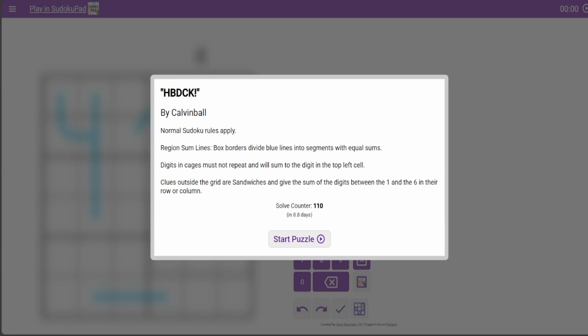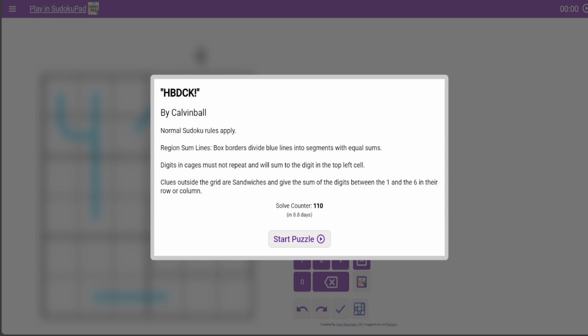Hello, let's do a Sudoku puzzle. This one is one of the puzzles created for ChattyKathy for her birthday. As the title says up here, HBDCK, which stands for Happy Birthday ChattyKathy. And this one was created by Calvinball.